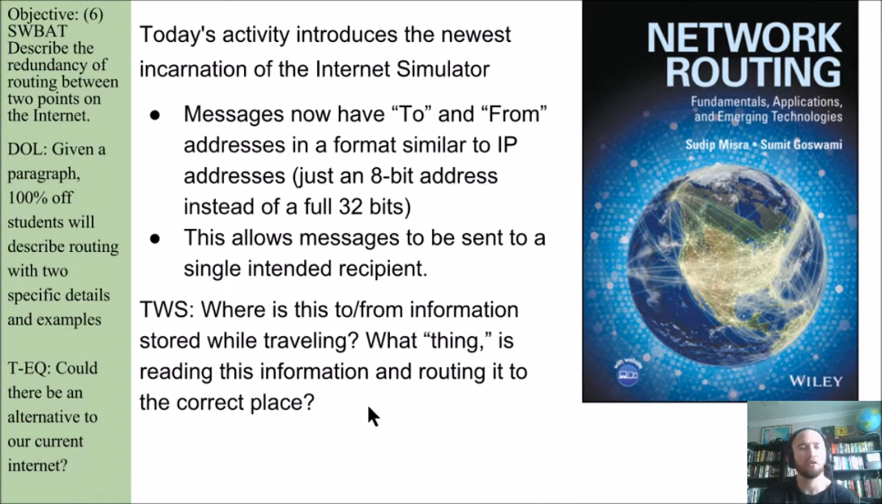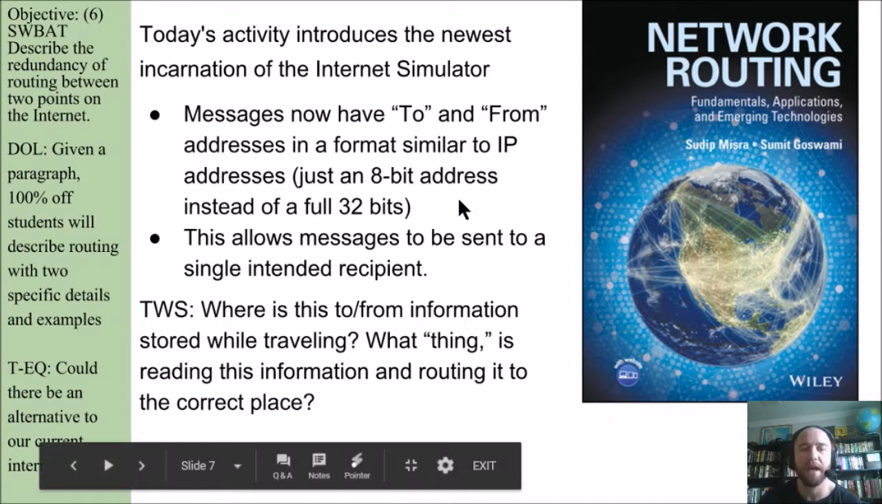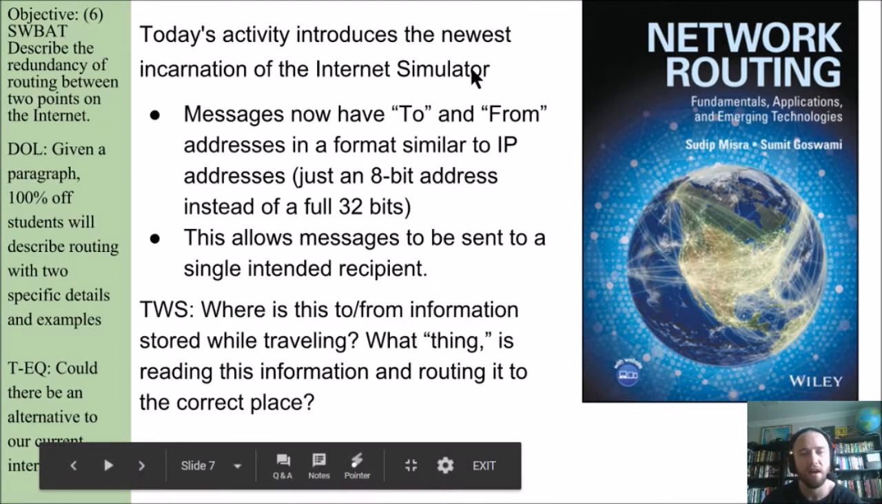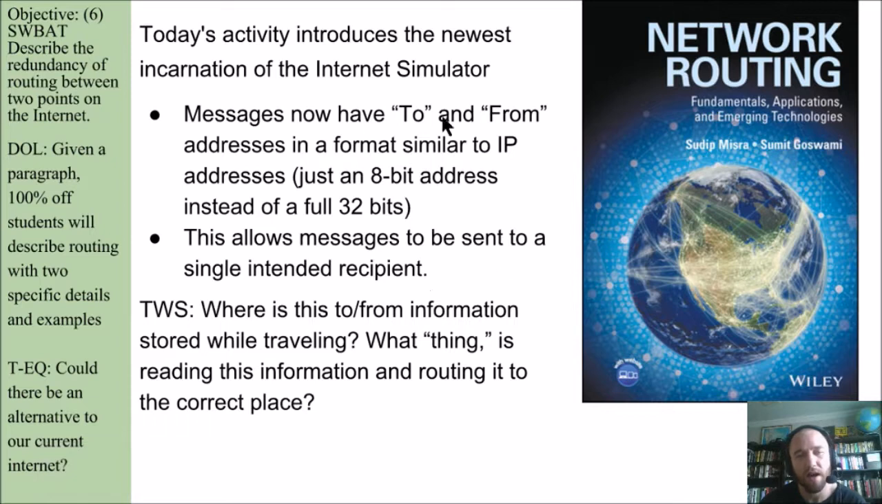Today's activity using this internet simulator will be a little different. Messages will now have a to and from address in a format similar to the IP address, but it's just going to be an 8-bit address instead of 32 bits. Remember, we're baby network engineers right now. This allows messages to be sent to a single intended recipient. So once you get on there, you're going to see many possible recipients. You can go ahead and just choose one to message, okay?